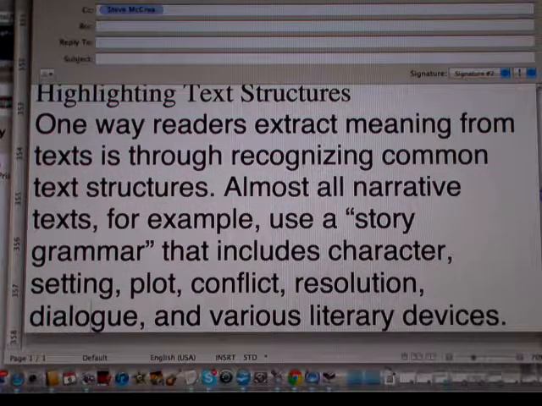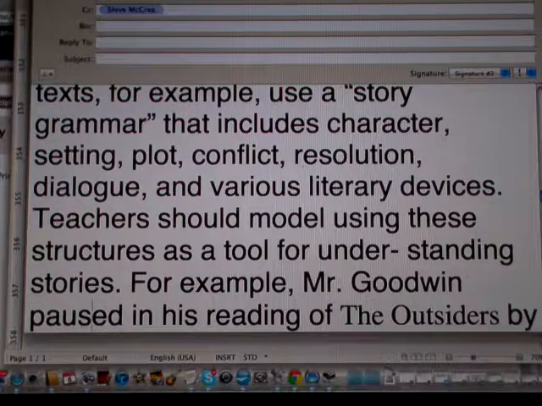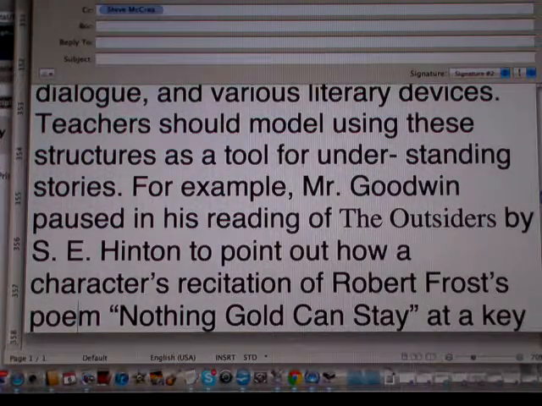Another strategy is highlighting a text's structures. One way readers extract meaning from text is through recognizing common text structures. Almost all narrative texts, for example, use a story grammar that includes character, setting, plot, conflict, resolution, dialogue, and various literary devices. Teachers should model using these structures as a tool for understanding stories.